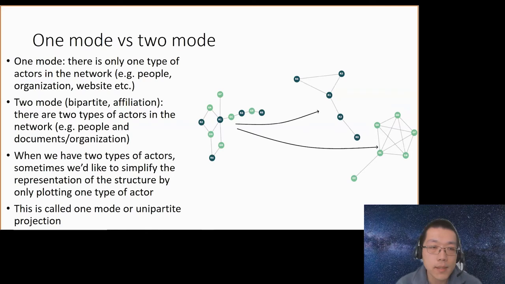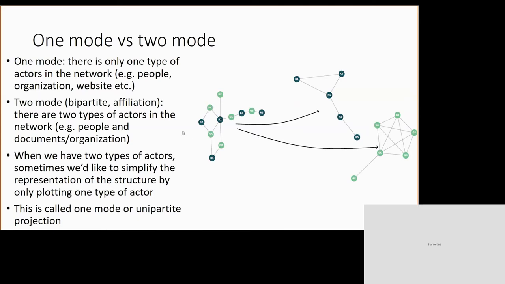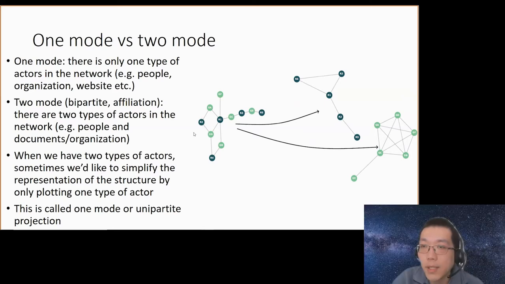For example, the two types of actors can be people and documents, or people and organizations. In the example I show here on the right, the darker green nodes represent the organizations and the lighter green nodes represent the people. So this is a two-mode network representing which people belong to which organization.